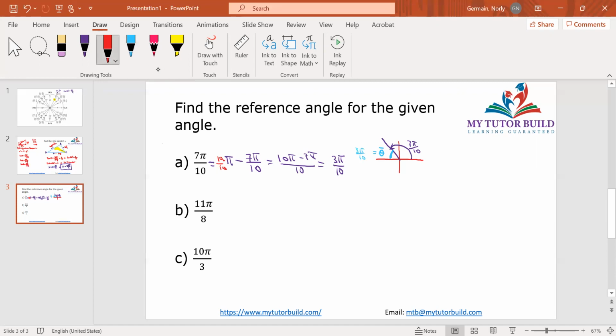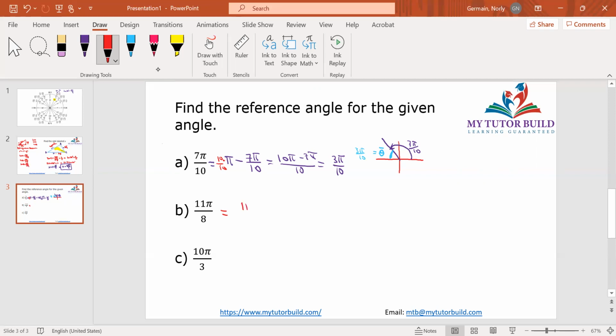Now, if you look at the second one, first of all, the numerator is greater than the denominator, but it's not twice as much. So 11 pi over 8. If it was 8 over 8, it would be exactly pi. But 11 is very close, only 3 units from 8. So we need to subtract again because the 11 is greater.